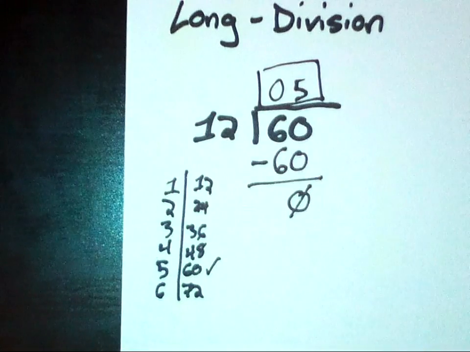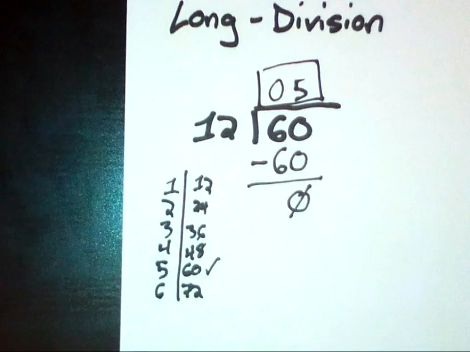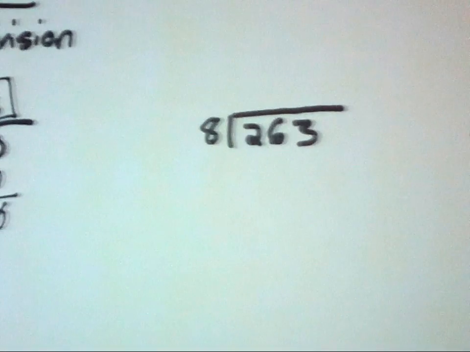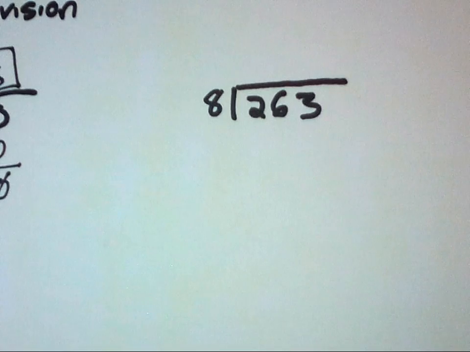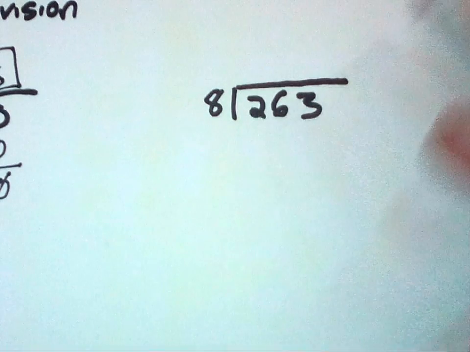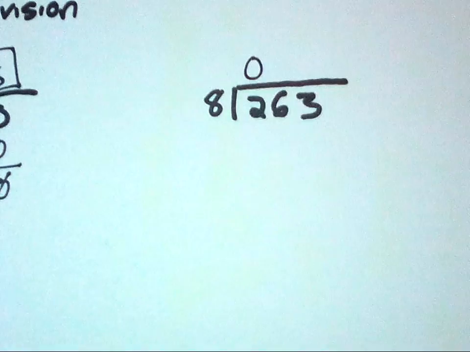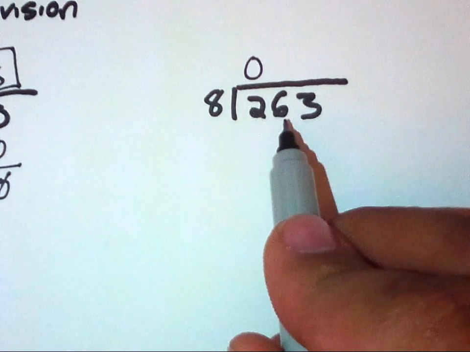And it's very easy to check because all you have to do is 12 times 5. Let's take a look at a bit tougher of an example here. Here we have 8 going into 263, so that'd be 263 divided by 8. So again, just like before, I'm going to see how many times 8 goes into 2, which, go figure, is 0. Awesome. Now I'm going to see how many times 8 goes into 26.